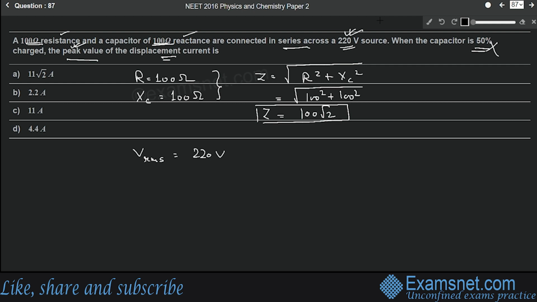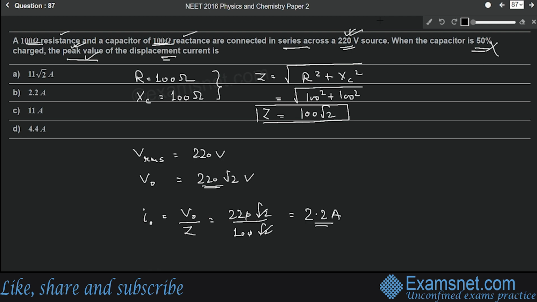But we have to use the peak voltage because the peak value of the displacement current is asked. So V naught, the peak value of the voltage, will be 220 root 2 volt, that is V RMS into root 2. Now we have to find the peak current. So peak current will be equal to peak voltage divided by Z, that means 220 root 2 upon 100 root 2. So root 2 cancelled. 22 divided by 10, that means 2.2, and the unit of current will be ampere. So 2.2 ampere, that means option B will be the correct answer.